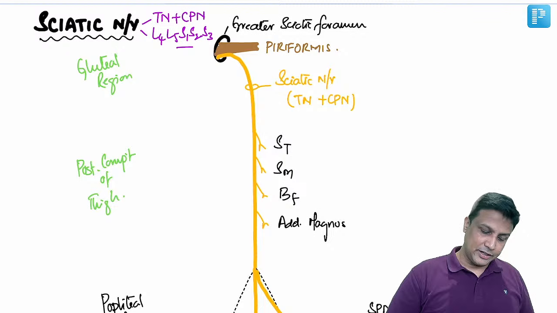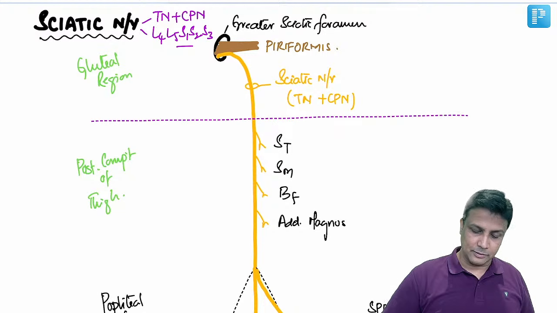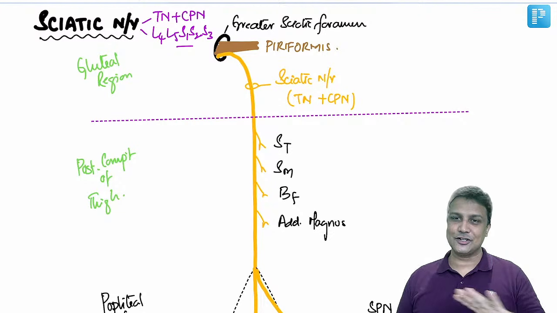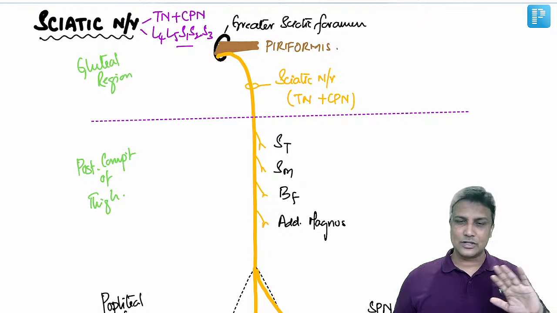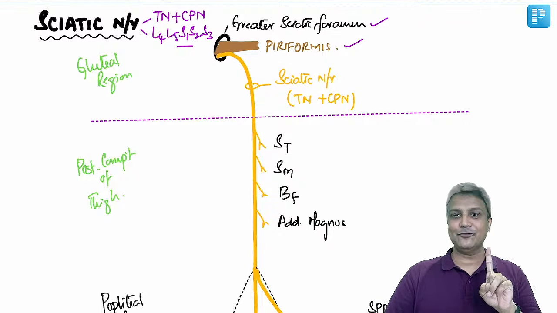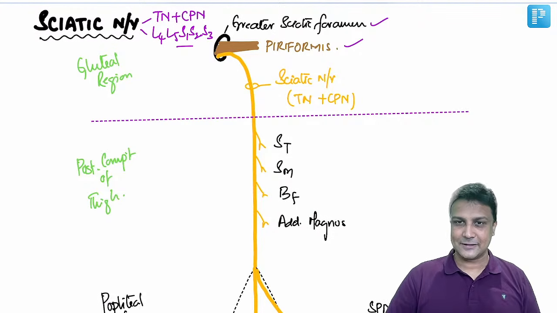Now the first point here: is it supplying any muscle in the gluteal region? Remember, there will be no supply by the sciatic nerve in the gluteal region. It doesn't supply any muscle in the gluteal region. Thank God, we don't have to learn anything. So in the gluteal region, you just remember these 2 points, sir: it's passing through the greater sciatic foramen, that too below the piriformis.